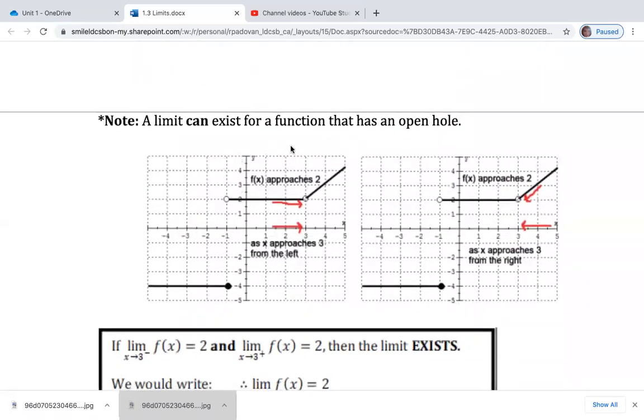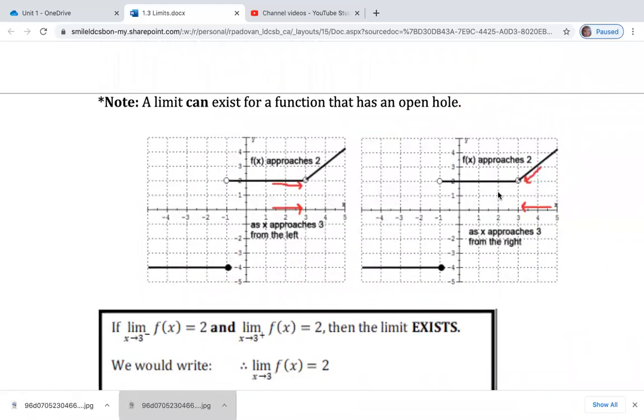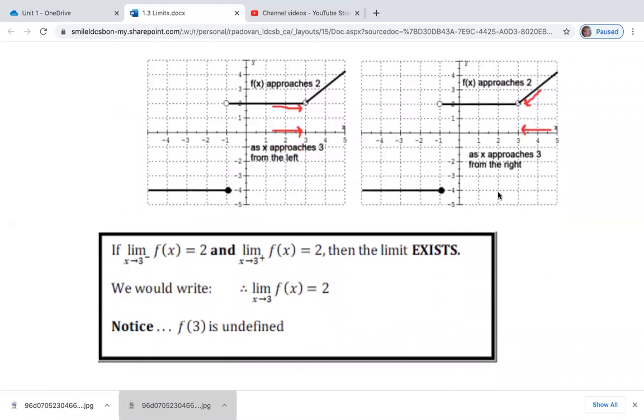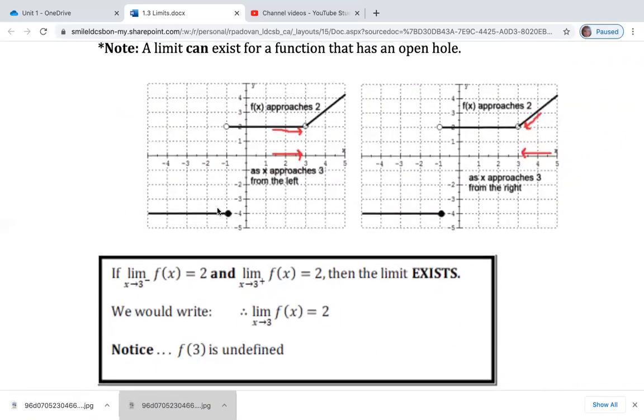A limit can exist for a function that has an open hole. So here's an example of what would be looked at as a choppy graph. Again, this left-hand side graph and right-hand side graph are exactly the same. I'm just looking at it so I can put my arrows to indicate which way I'm approaching. Here's my function f of x. My function f of x is this part of the line, and it comes up and continues on here. That's my entire function. So if I'm looking at the limit as x approaches 3 from the left-hand side.